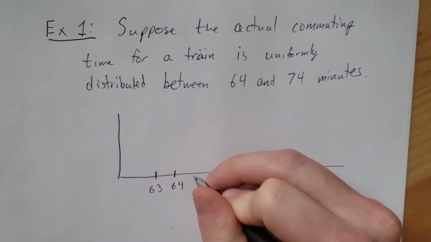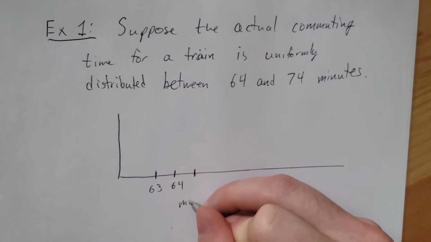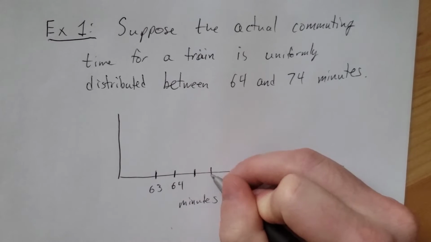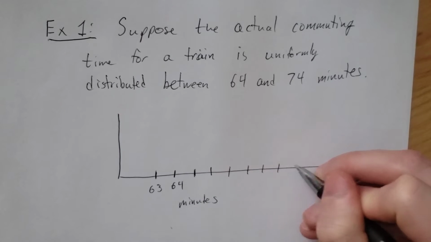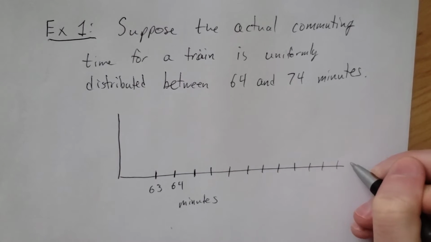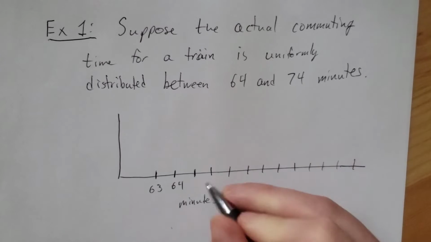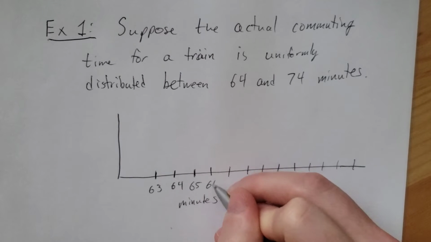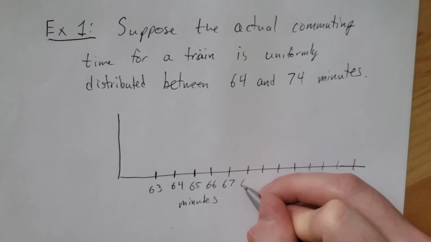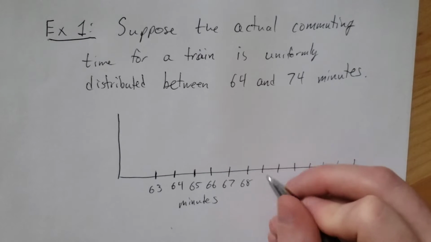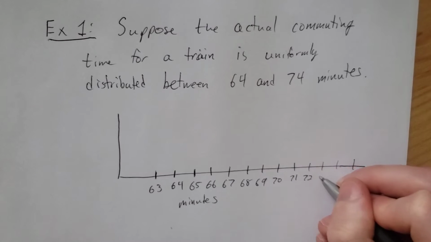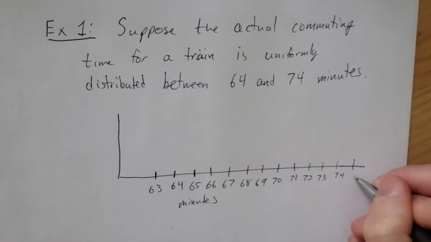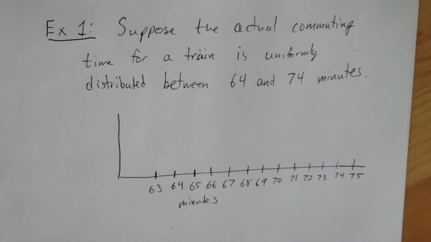So I'm going to write along the x-axis the amount of minutes that this takes. 65, 66, 67, 68, 69, 75. All right, and I'll label these points along the axis. And we have a uniform distribution.